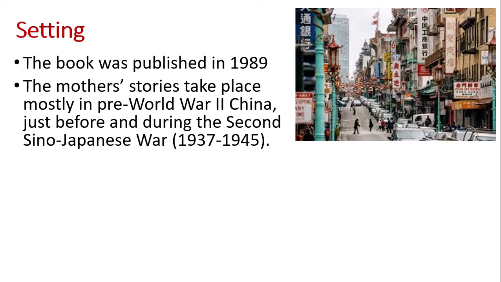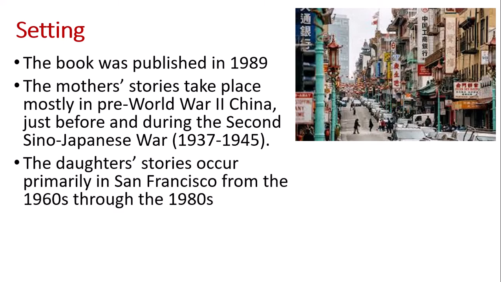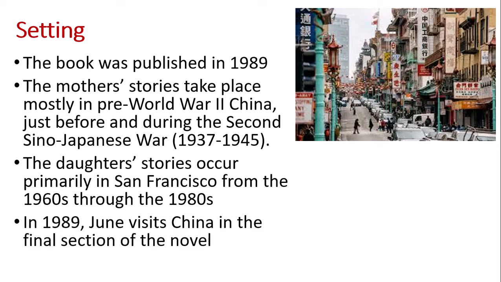And I wanted to tell you a little bit more about what happened and what they would have experienced. The daughter stories occur primarily in San Francisco from the 1960s through the 1980s. And then at the very end of the novel, June, who I mentioned has been called the primary narrator because she gets a little bit more to say than the other characters, visits China in the final section of the novel, and that seems to take place around 1989 when the book was published.